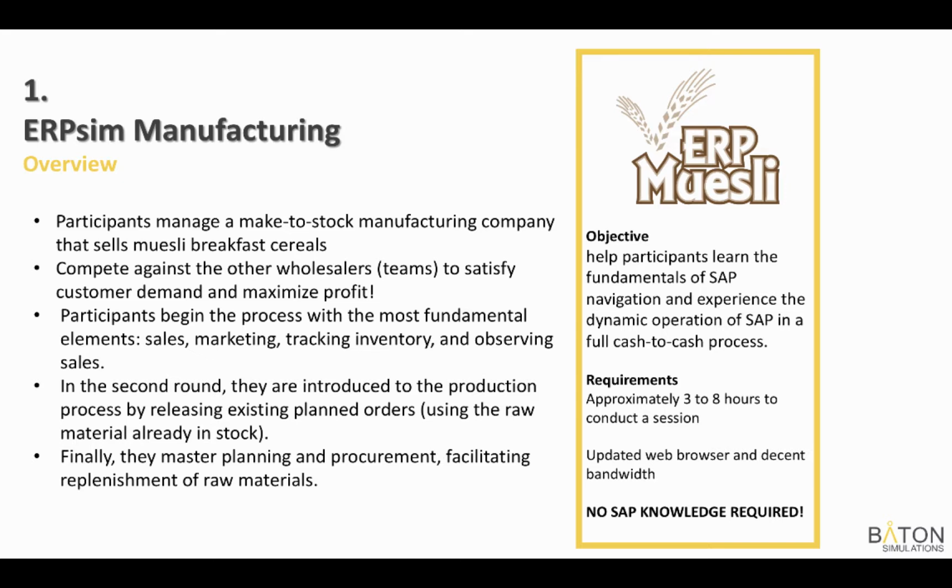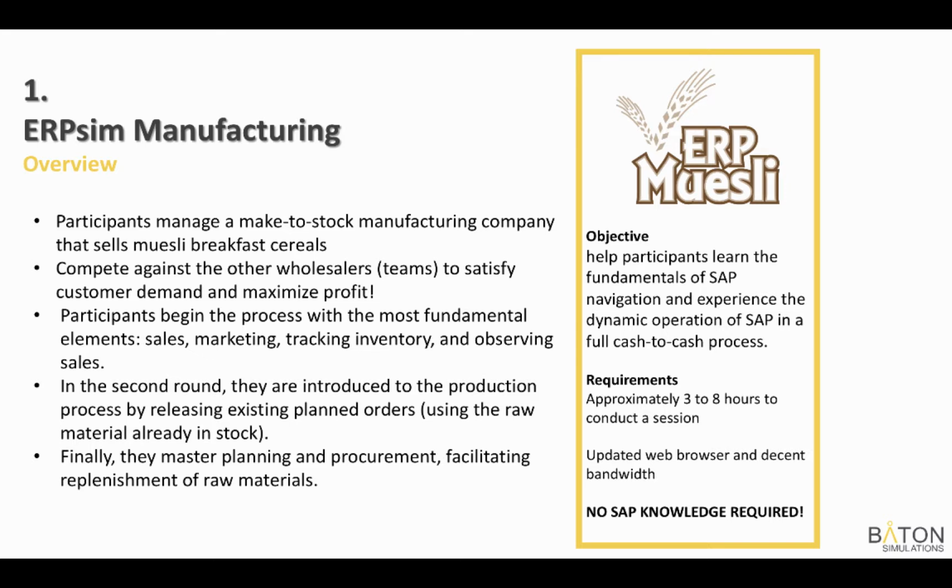Teams start the game with a full inventory of finished goods and sufficient raw materials to replenish finished goods to their original inventory levels. Participants begin the process with the most fundamental elements: sales, marketing, tracking inventory, and observing sales. In the second round, they are introduced to the production process by releasing existing planned orders, using the raw material already in stock. Finally, they master planning and procurement, facilitating replenishment of raw materials. This carefully designed progression facilitates mastery of the full cash-to-cash process with relative ease.